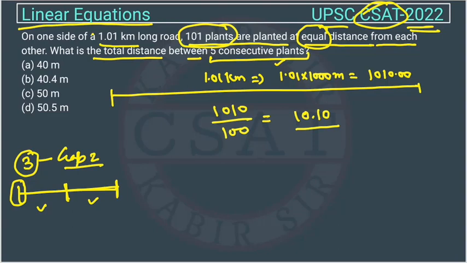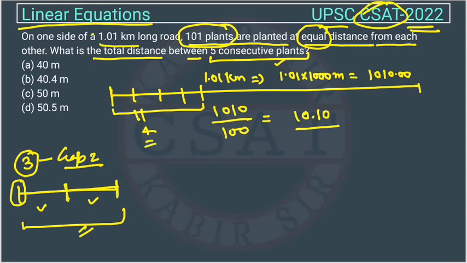But the question is asking the distance between 5 consecutive plants. So suppose I am planting 5 here. First we planted here, second, third, fourth, fifth. So the total distance will be this much. How many gaps? 4 gaps. As I told you, if I want to plant 3 trees, the gap will be 2, right? So similarly here they are asking for 5, so we will multiply with this distance.